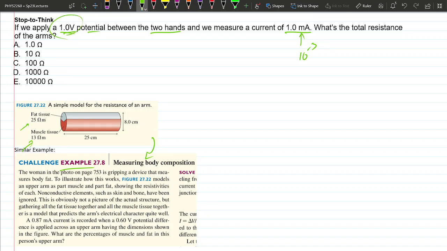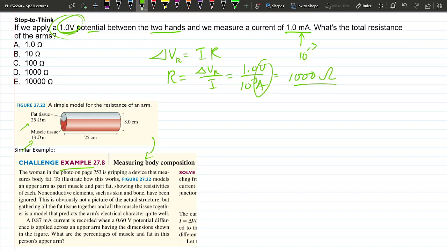Remember Ohm's law: the change in voltage across some resistor, in this case my arms, is the current times the resistance. If you solve this equation for R, it's just the change in voltage divided by the current. The change in voltage here is 1 volt, and the current is 10 to the minus 3 amp. If you do that division, you get 1,000. And a volt per amp is an ohm, so you get D as the answer.